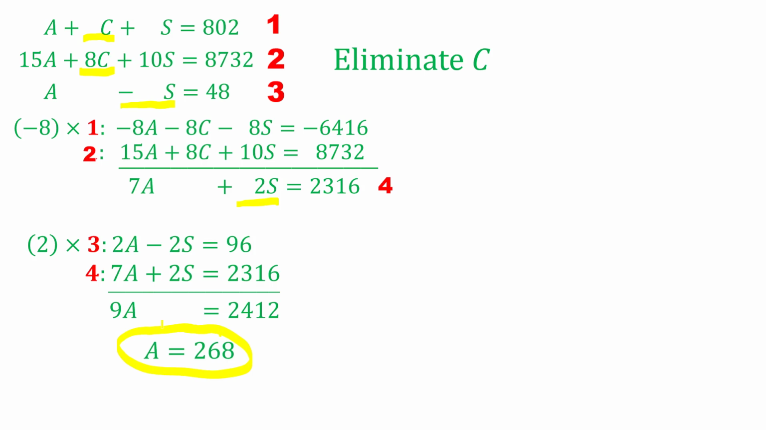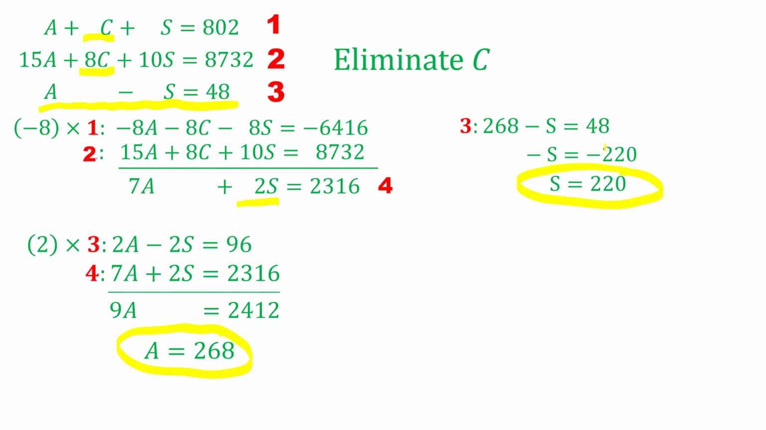So we found the number of adult tickets that were sold. From there, we can back substitute into equations used previously to find the number of tickets sold to children and the number of tickets sold to students. Okay, so let's go back and grab equation 3. Using equation 3 here, we're going to plug in 268 for A. We have 268 minus S equals 48. That tells me that negative S is going to equal -220, or S would equal 220. So 220 student tickets were sold.